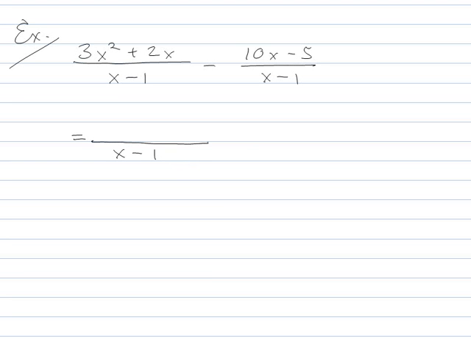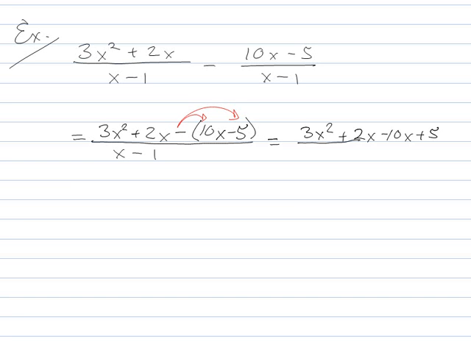Okay, so on the top, I have 3x squared plus 2x, and I want to subtract off the entirety of 10x minus 5. I have to be very careful to include my parentheses so I can distribute that negative across. 3x squared plus 2x minus 10x plus 5, again being very, very careful with that negative sign, and x minus 1. Now the next step is to go ahead and simplify the top by combining like terms and going like that.